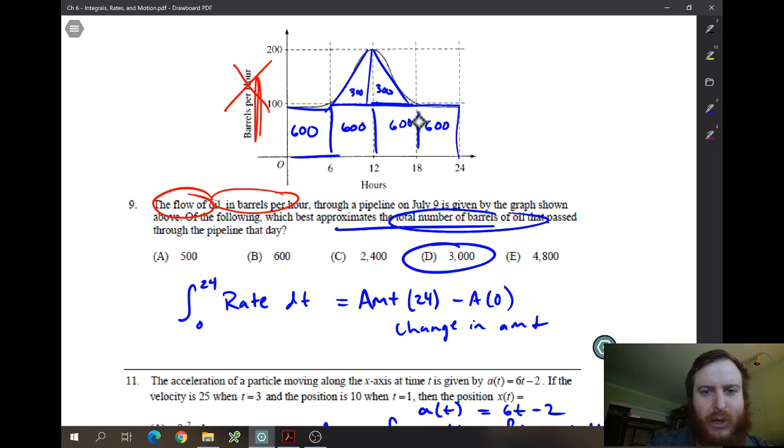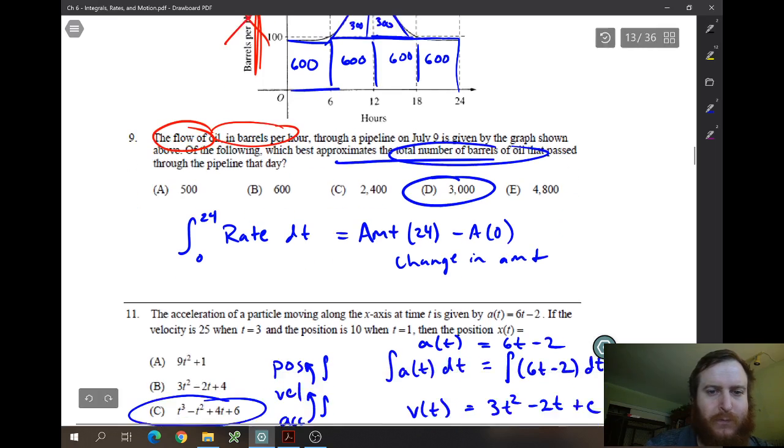What I did is I just broke each of these up into squares. 6 times 100, so each square is 600. And these were triangles, basically splitting the squares in half, so I made them each 300. So you add all that up, and we got 3,000.